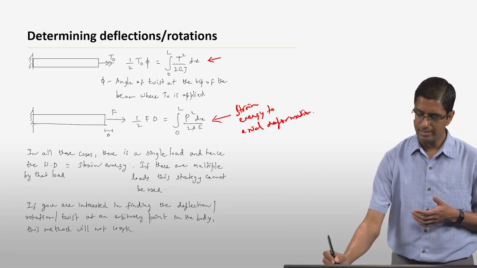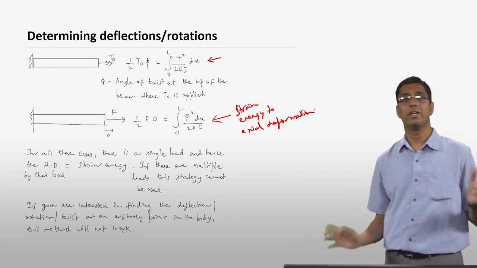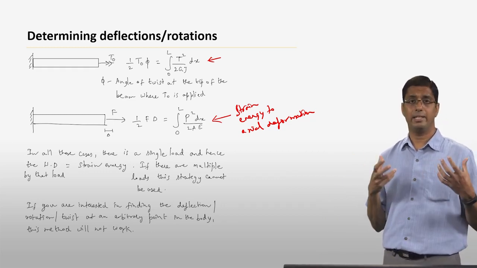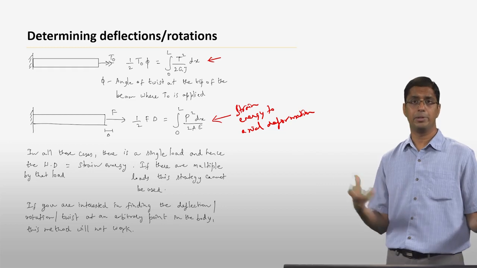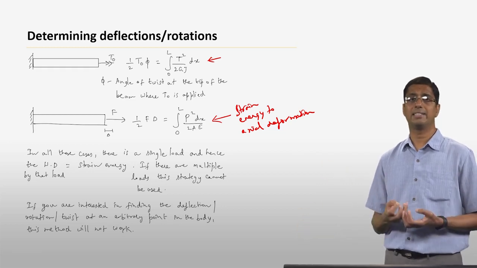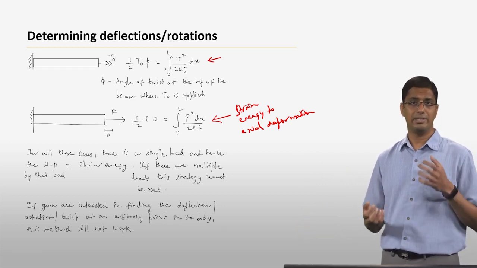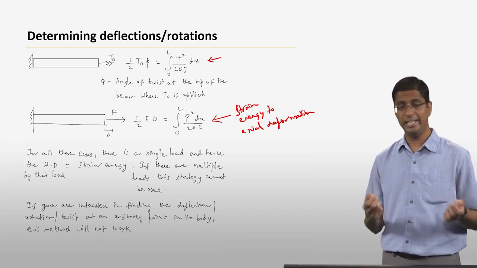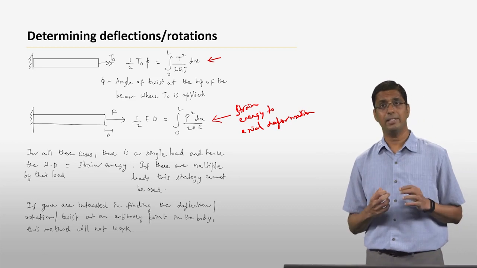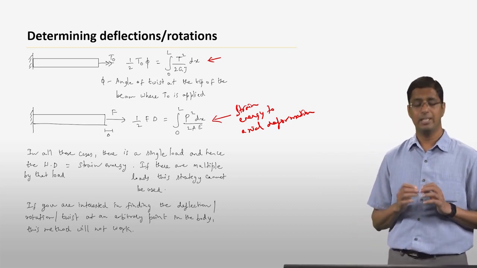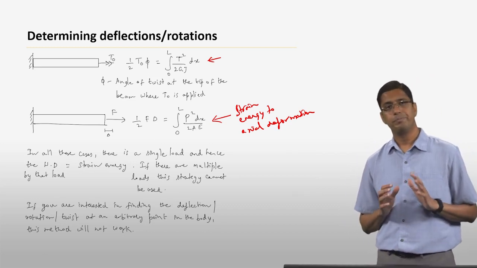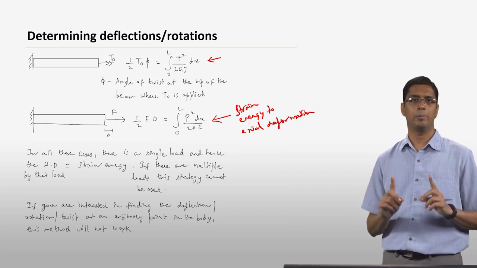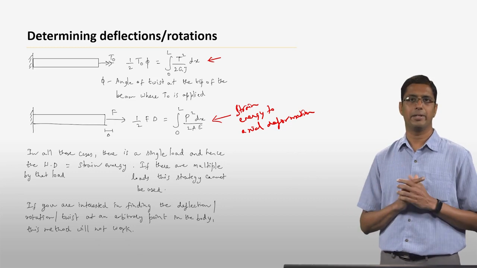So in all these cases, what we essentially end up doing is that we find the strain energy due to the applied load, and then equate the work done by the applied load to the strain energy, and that essentially gives us a way to find the deflection or the rotation or the angle of twist. Okay? So it's a very neat method, but it has some limitations. The first limitation is that in all these cases, we only had one force or one moment or one torque acting on the body.